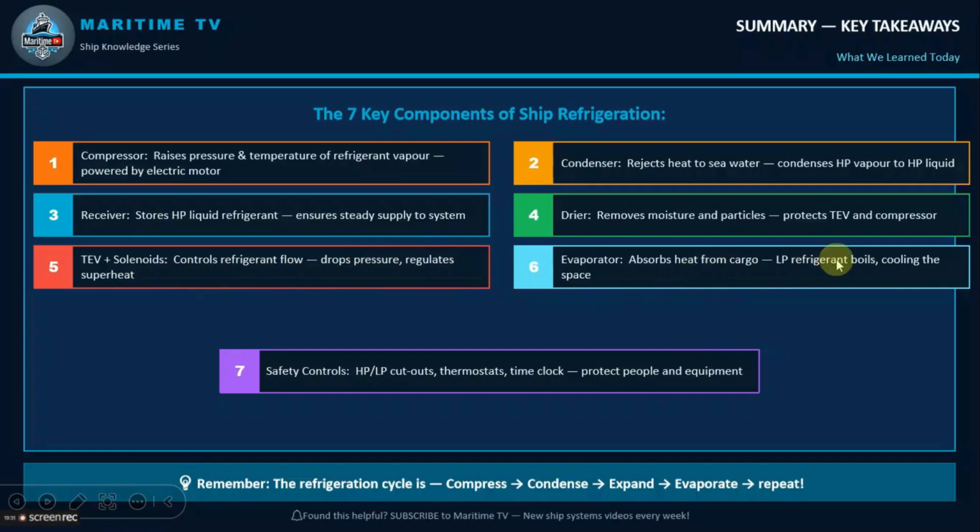Evaporators absorb heat from cargo. LP refrigerant boils, cooling the space. Safety controls have HP and LP cutouts, thermostat and probe. This protects people and equipment. Remember, the refrigeration cycle is compress, condense, expand, evaporate, and repeat.